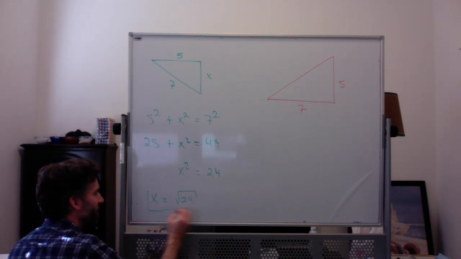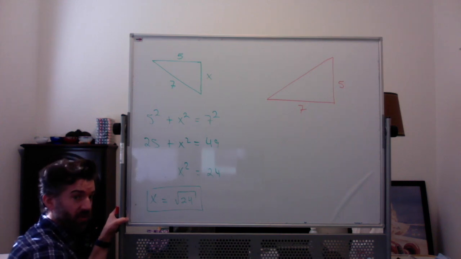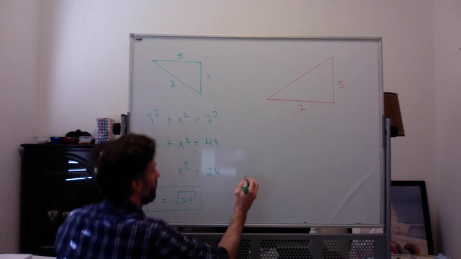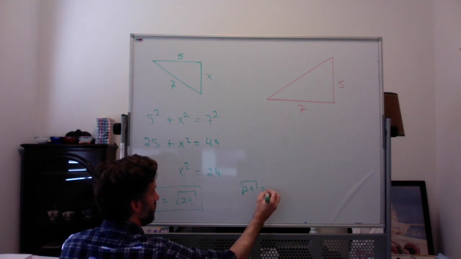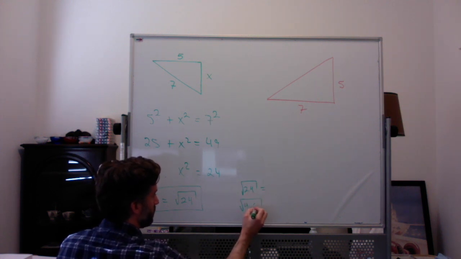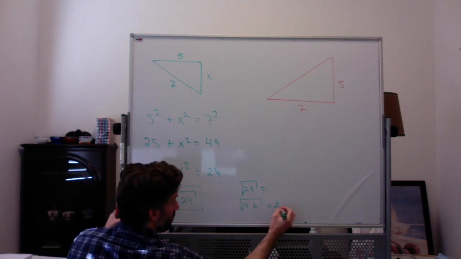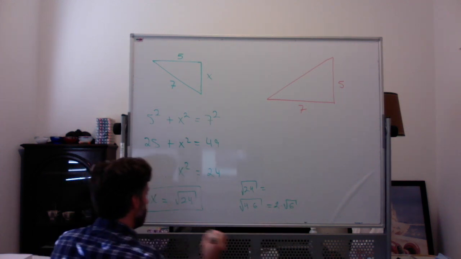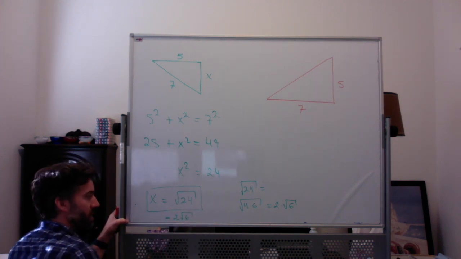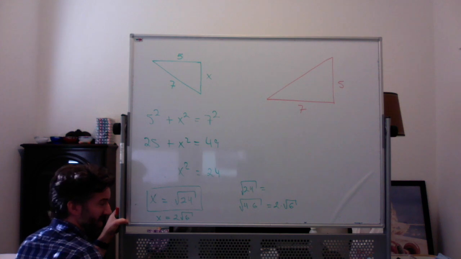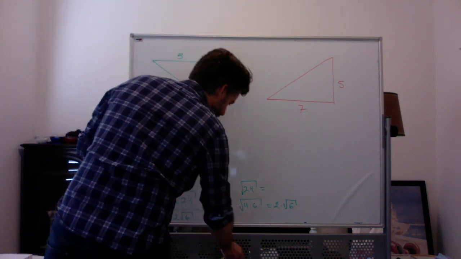And while that's a fine answer, it can be simplified. 24 has a factor of 4 in it, right? 24 is 4 times 6, so I could say the square root of 24 is the square root of 4 times 6. The square root of 4 is 2, so this is 2 times the square root of 6. So that's a more simplified way of writing the answer, as 2 root 6.